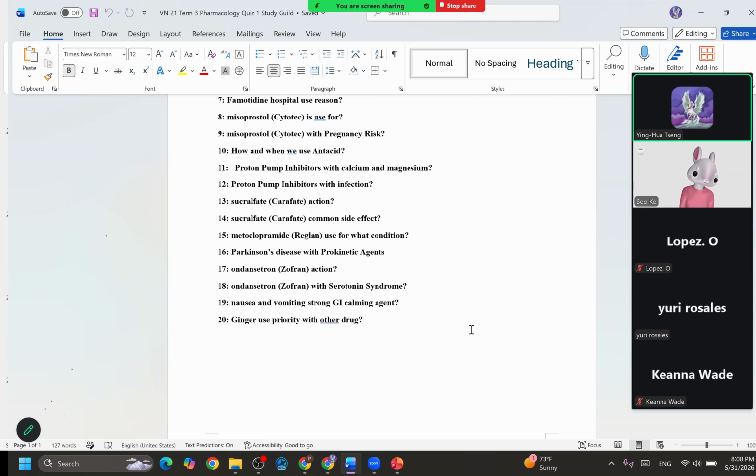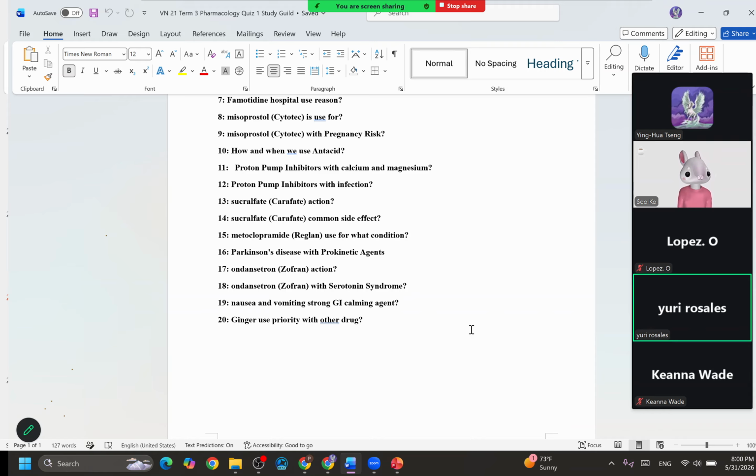All right, the next one, the final question: ginger use, the priority with other medication. We also can use ginger. Lots of people with nausea and vomiting like to take ginger tea or ginger root, or put some ginger in their food. But when we take in ginger, what should we know?